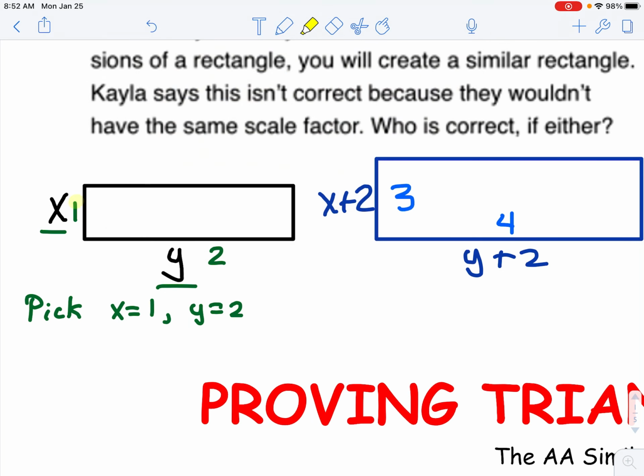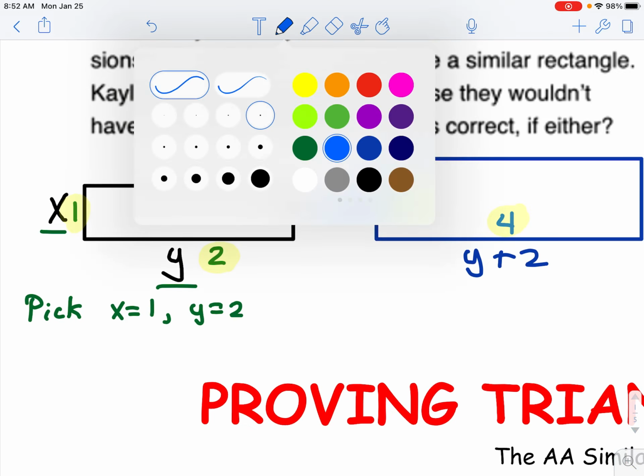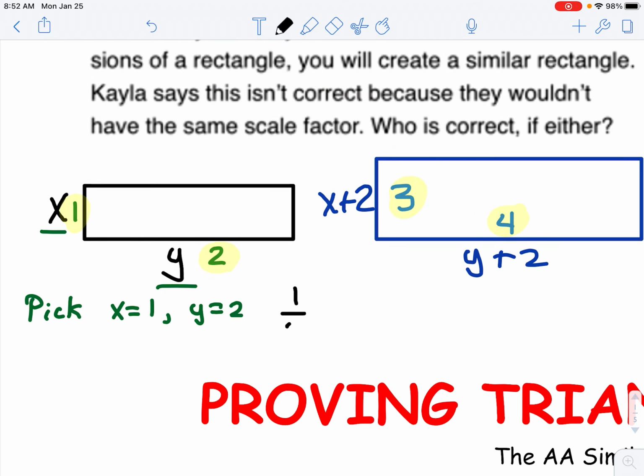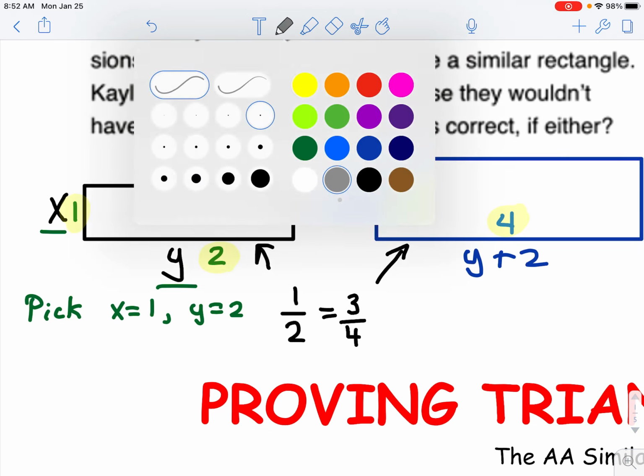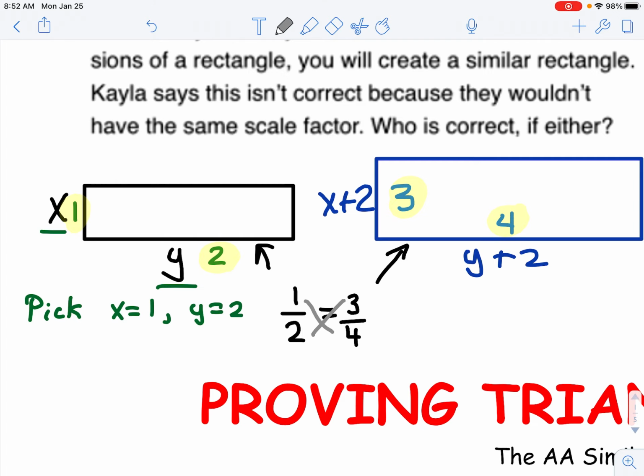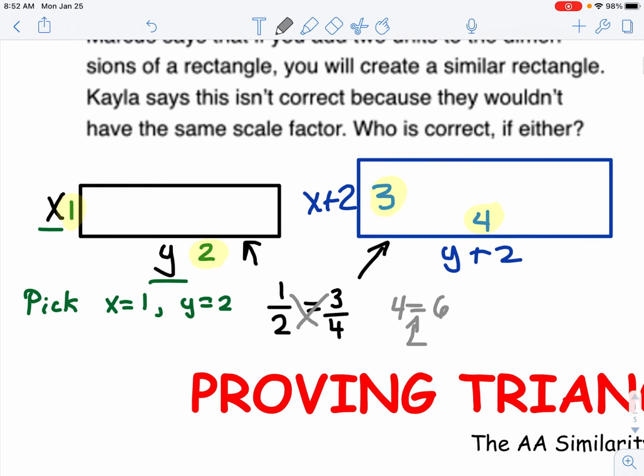All right, so if we have a rectangle 1 to 2 and then increase both by 2 units, we have 3 and 4. Kind of similar to what I was doing before. Well, we have this ratio of 1 to 2 from this triangle on the left, 3 to 4 from this triangle on the right. Do these equal each other? Well, I'm in serious doubt. But let's cross multiply to confirm. I get 4 equals 6.